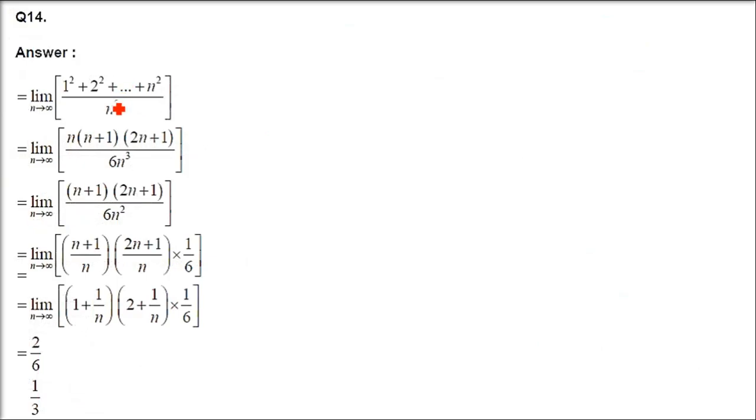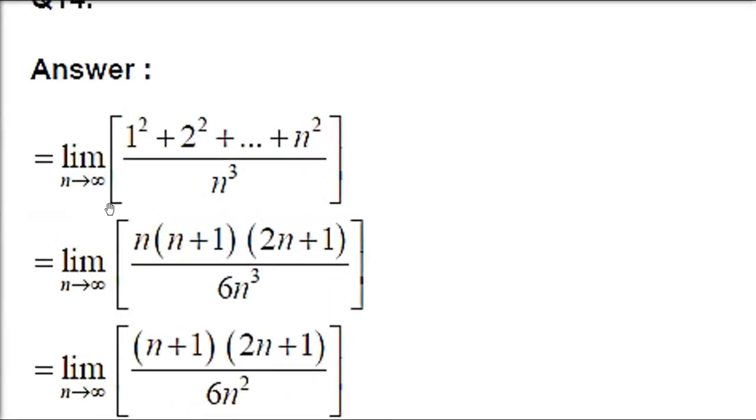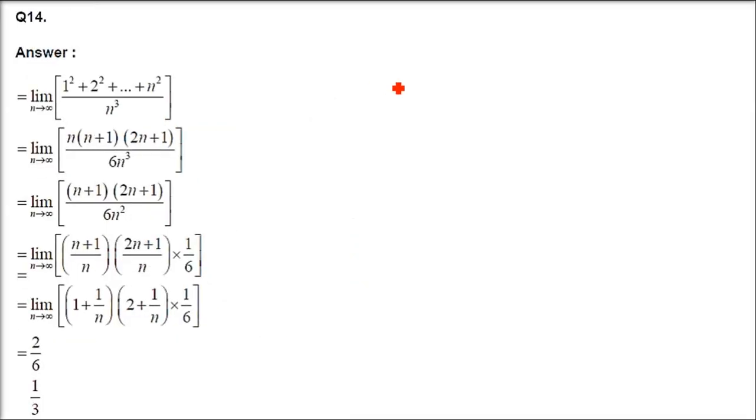Now question number 14. Limit n tends to infinity, 1 square plus 2 square plus dot dot dot n square divided by n cube. So we need to know the series. If you don't remember, just learn it here. That is 1 plus 2 plus 3 dot dot dot n is n into n plus 1 by 2. When you have squares, 1 square plus 2 square plus 3 square till n square, what will be the result? That is 1 square plus 2 square till n square.